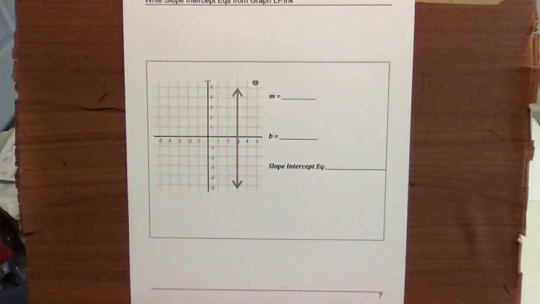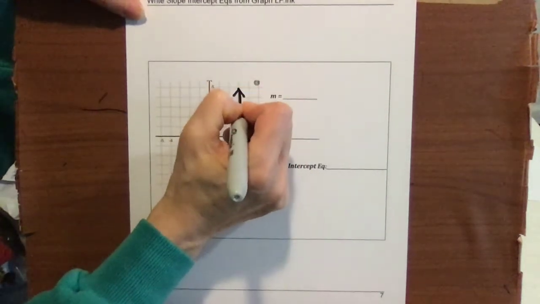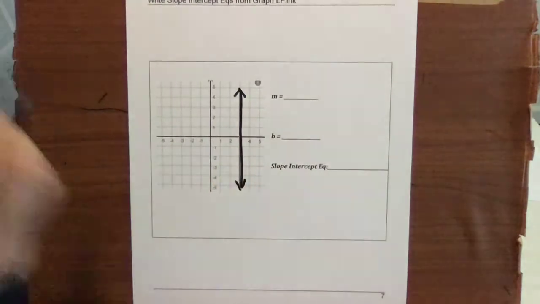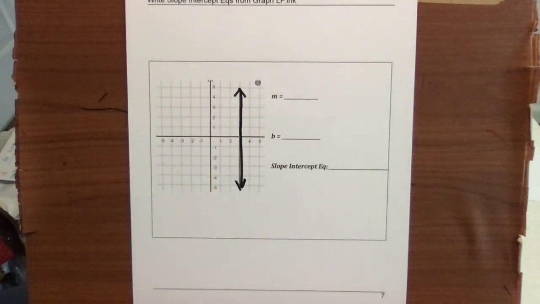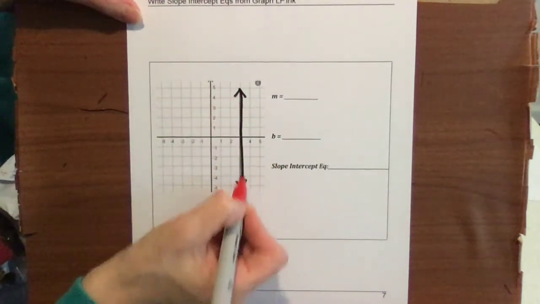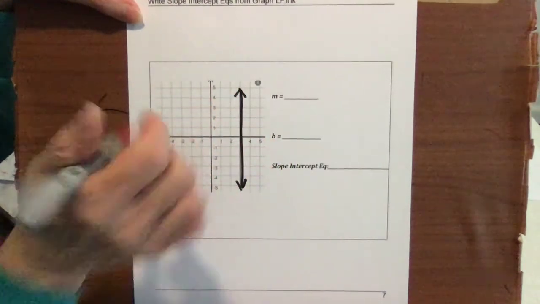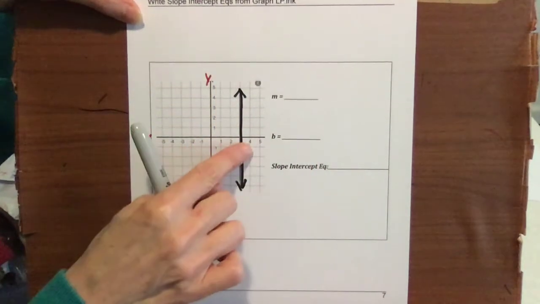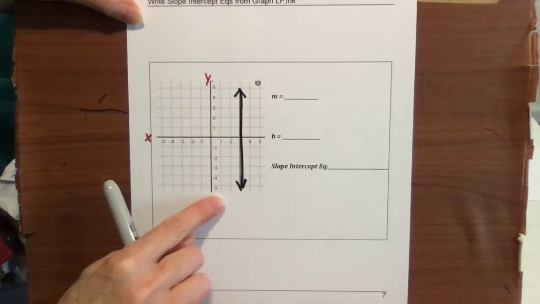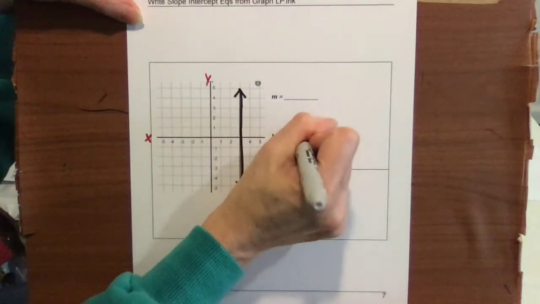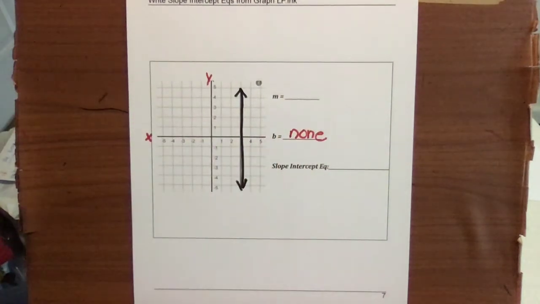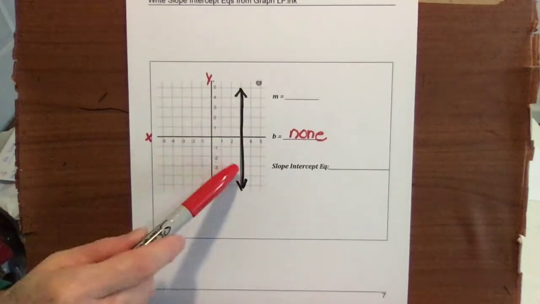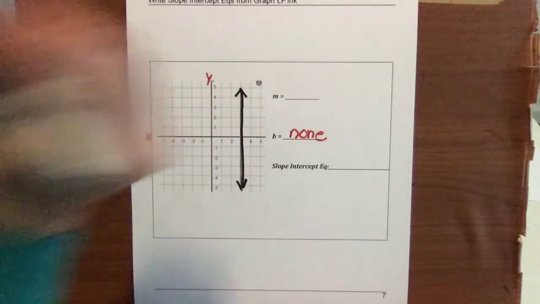And lastly, we have a line that is vertical. Okay, I'm going to make that a little darker for you to see. We need our y-intercept, and we're looking for a y-intercept. Does this line that is vertical ever cross our y-axis, which is right here? And the answer is no, it doesn't. It's kind of parallel to it, right? So it never crosses that y-axis. So therefore, we don't have a y-intercept. So we're just going to write none. We don't have one. And if you remember, our slope for vertical lines is undefined, okay?